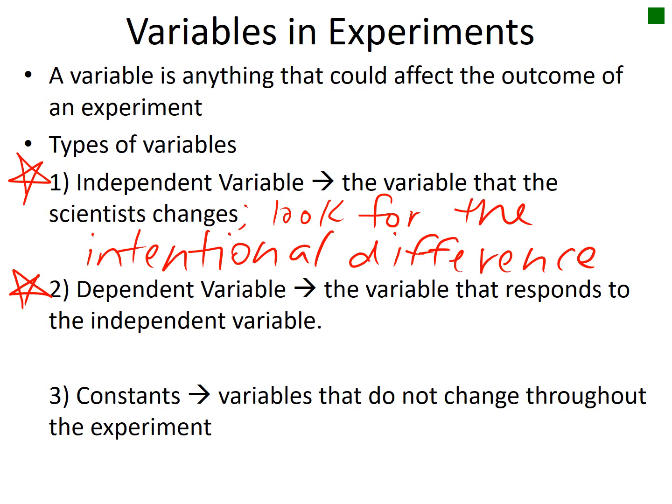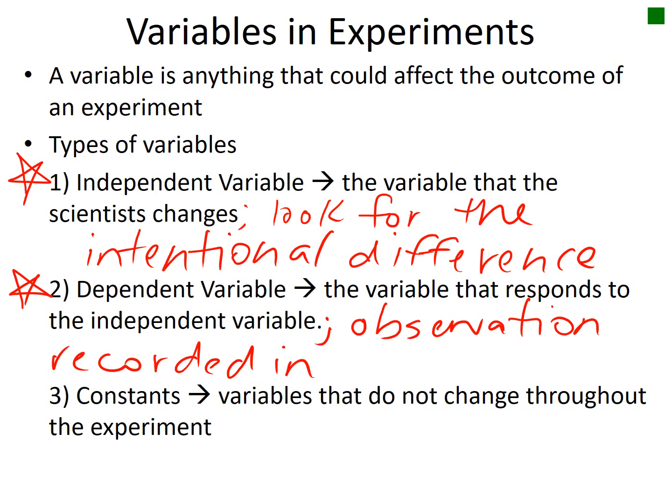Okay, the dependent variable is the variable that responds to the independent variable. When you go to identify the dependent variable, you're going to look at the data table. So the dependent variable you can identify because it is the observation that got recorded in the data table. Okay, and then constants are variables that do not change throughout the experiment.